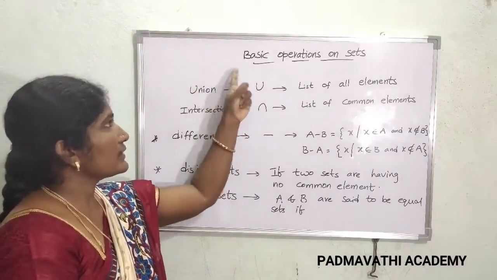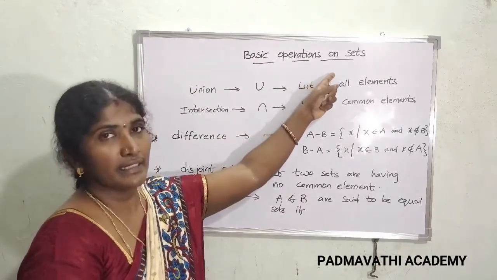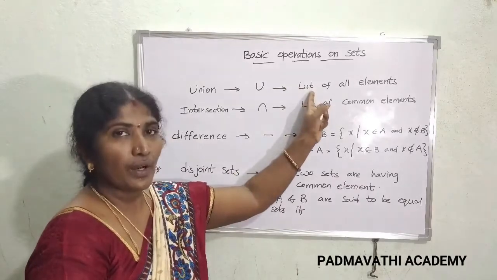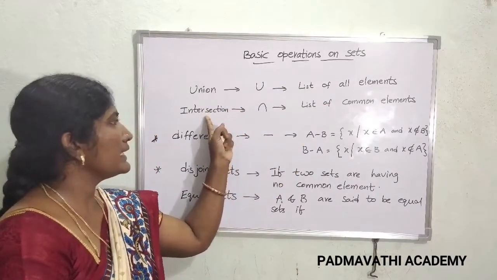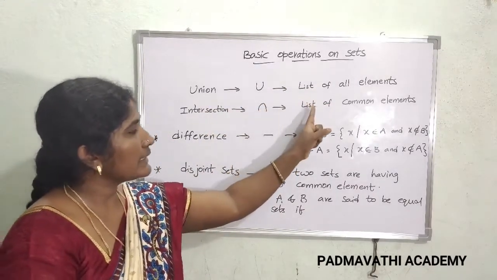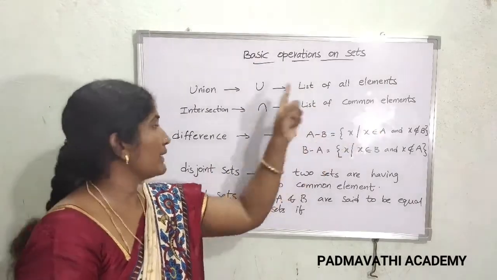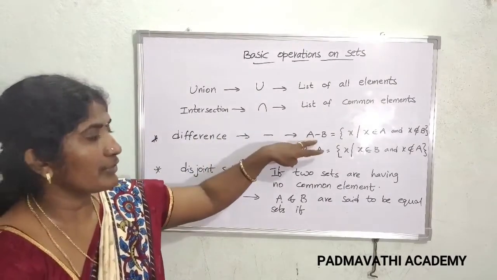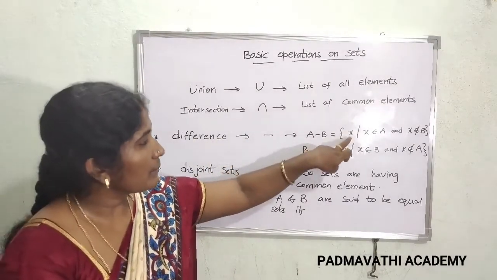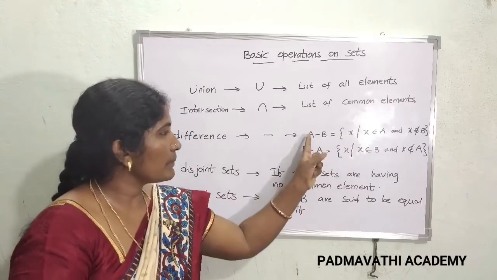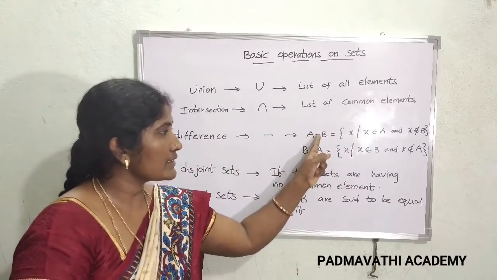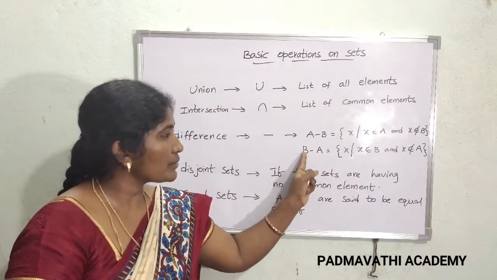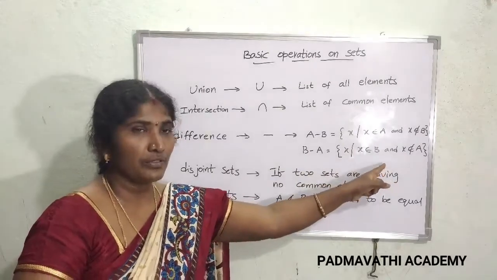So here what we discussed up to now, basic operations on sets. Union symbol is U. Union means list of all elements. Next operation, intersection symbol. Intersection means list of common elements. Next one more concept is difference. How to find difference? A minus B means set builder form X such that X belongs to A and X does not belong to B. B minus A, X such that X belongs to B and X does not belong to A.